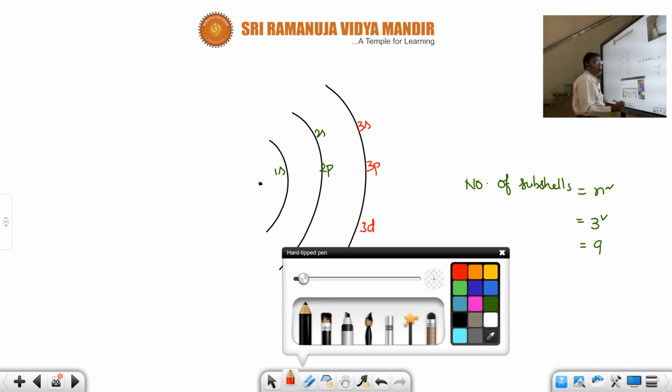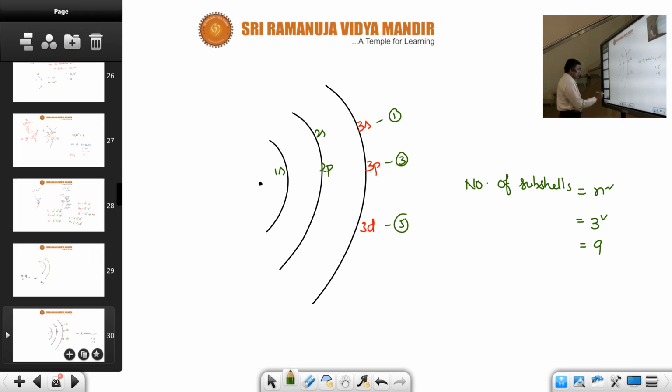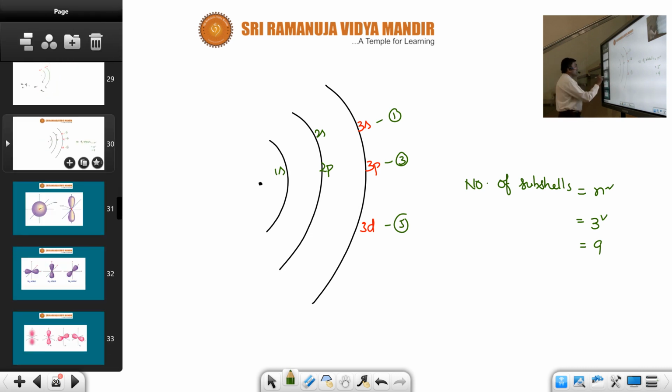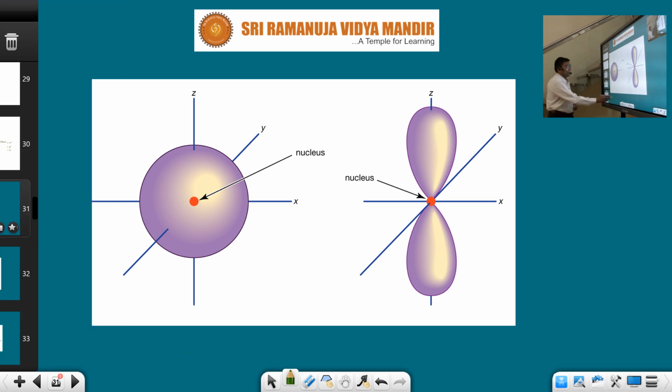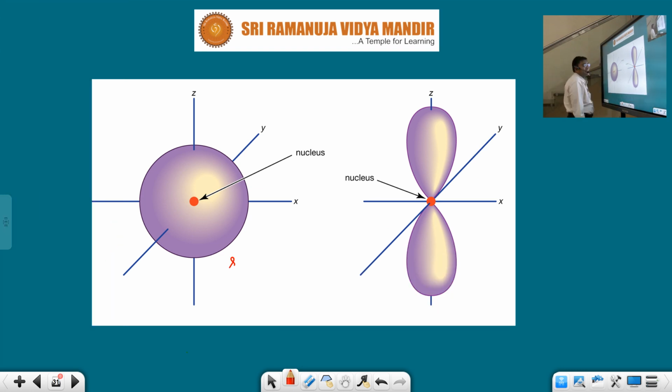Now have a look, students. Here, s orbital is only 1, p orbitals are 3 and d orbitals are 5. 5 d orbitals are there. Now I am going to explain those orbitals. Have a look here. So this is the s orbital, spherical shape, and this is the p orbital, dumbbell shape, right?